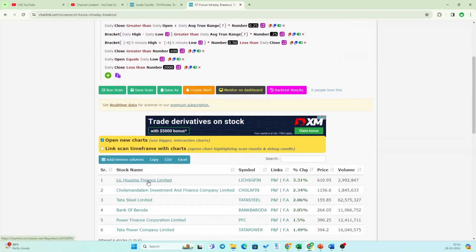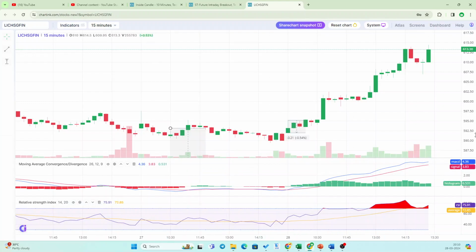You can see the first stock, LIC Housing Finance. You can see the first candle height is 3.21 points. 3.21 divided by 24 means 25%. Even if you put 4, 1 point above, we can do the buying.